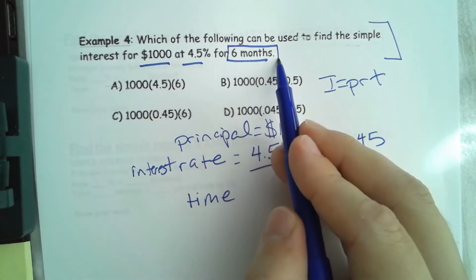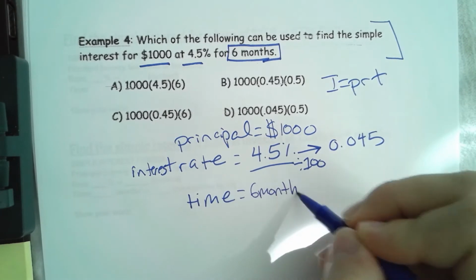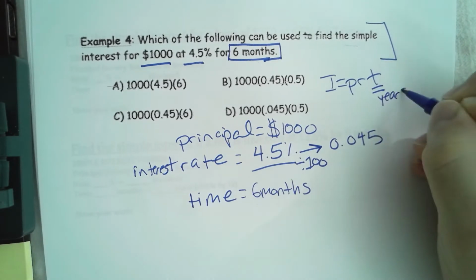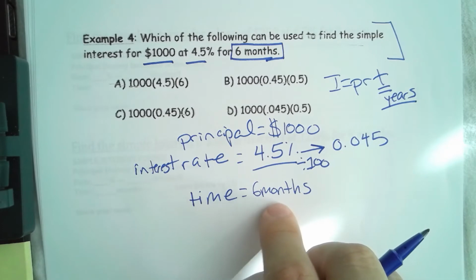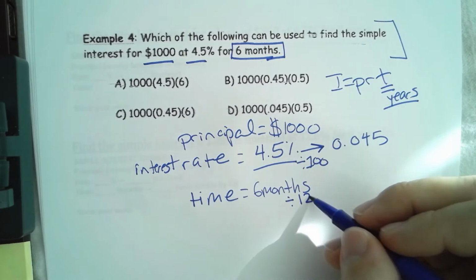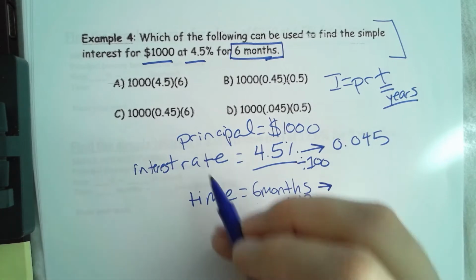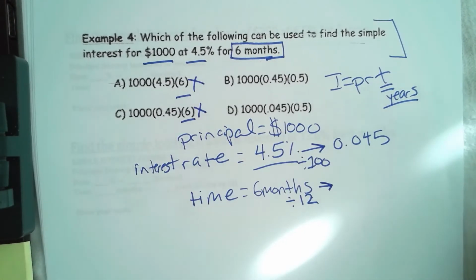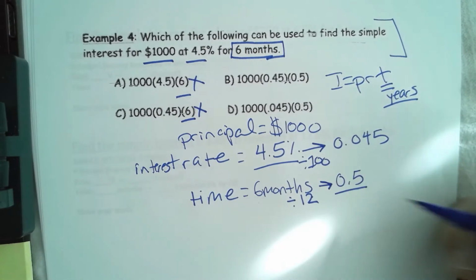Here, they gave me 6 months, okay? Remember, when I use this formula, time needs to be in years. And remember how we change this to years? You divide by 12, because there's 12 months in a year. So for time, I'm not going to write 6. So this right here is wrong, and this right here is wrong. I'm going to do 6 divided by 12, and that's going to give me 0.5.